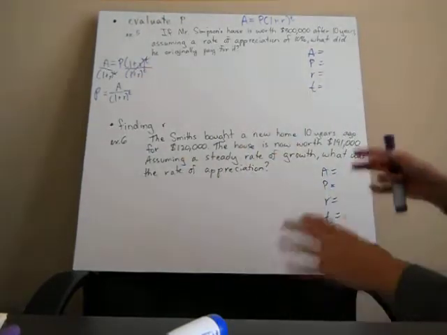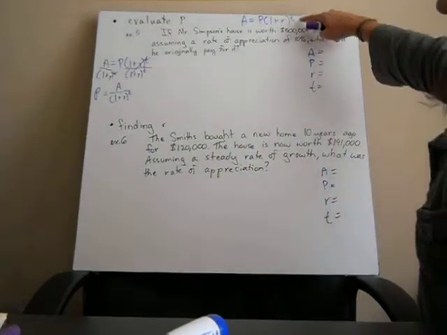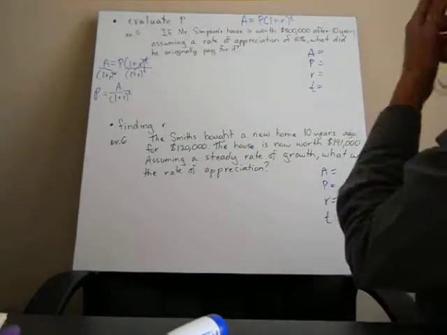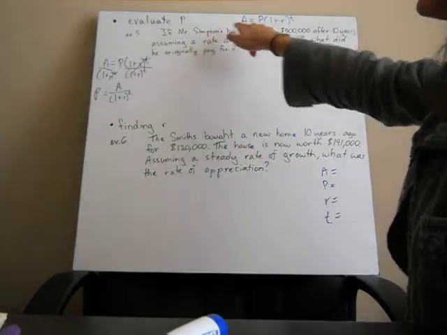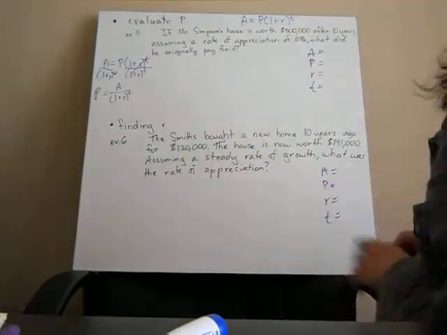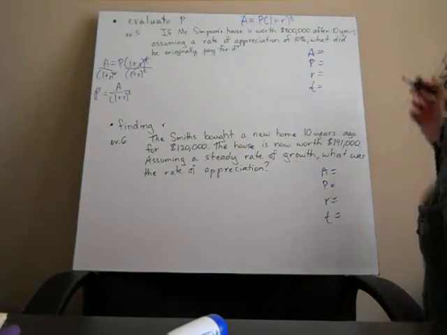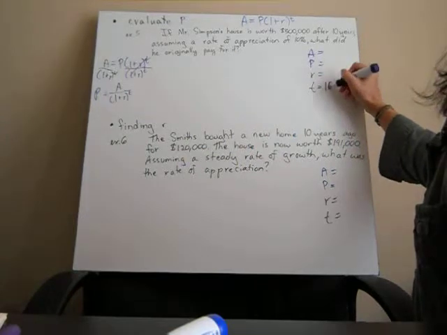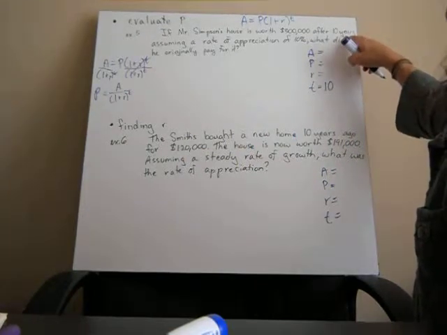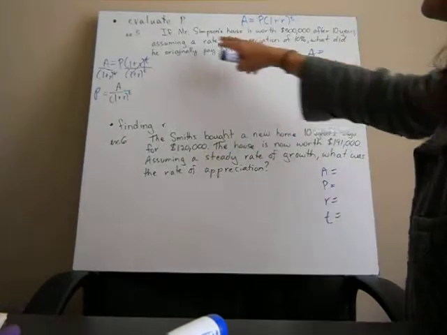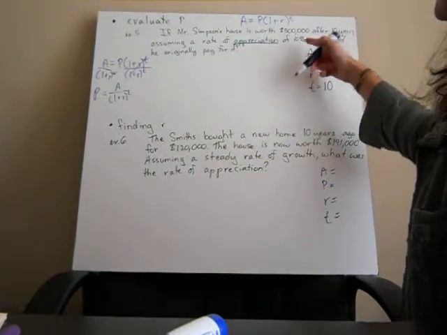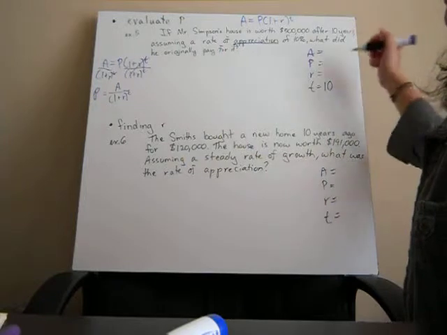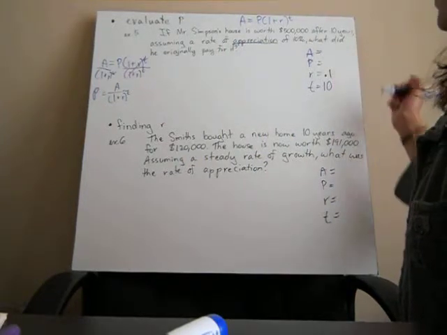But a lot of students like just to have one formula to have memorized, and that is the one formula for annual compounding. Okay, so if Mr. Simpson's house is worth $500,000 after 10 years, we know T is 10. I do want to think about, okay, so assuming a rate of appreciation, so positive of 10%, 10% divided by 100 is 0.1.